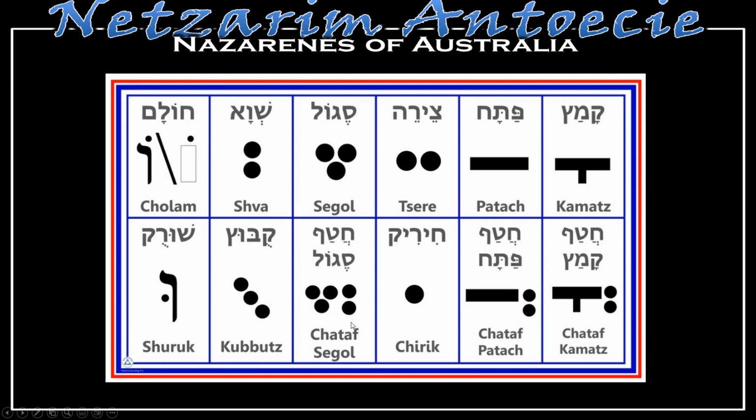And then we have a combination of chataf segol, with the segol there. And then we have chirik, that's the I sound, quite a short sound. Then we have chataf patach. Again, after shva, we have the pa, the short A sound. And then we have chataf kamatz, after the shva.